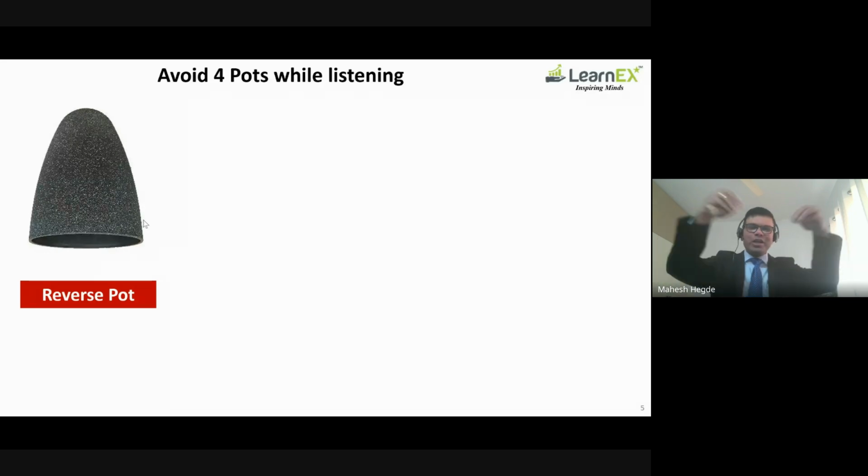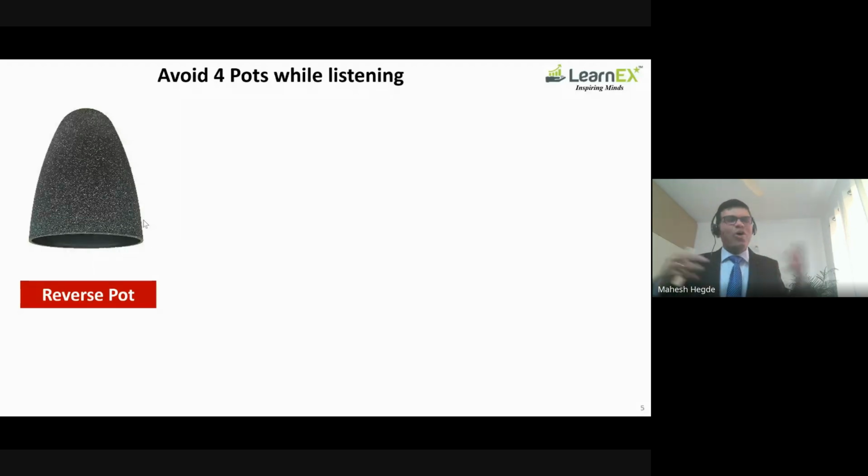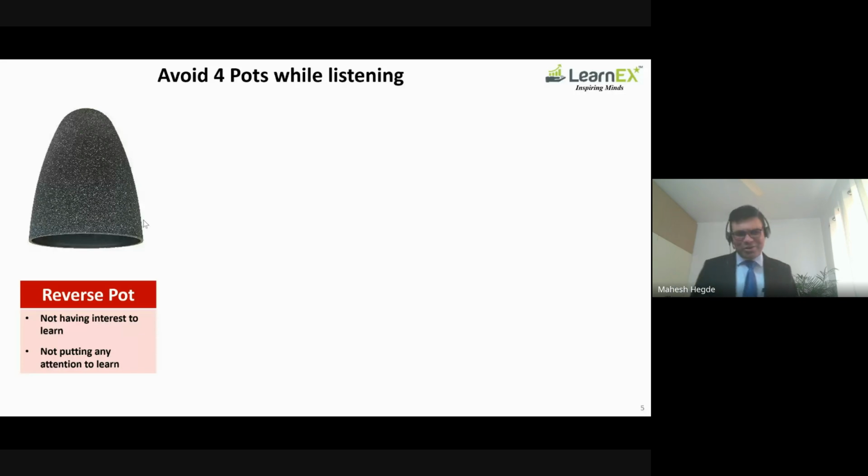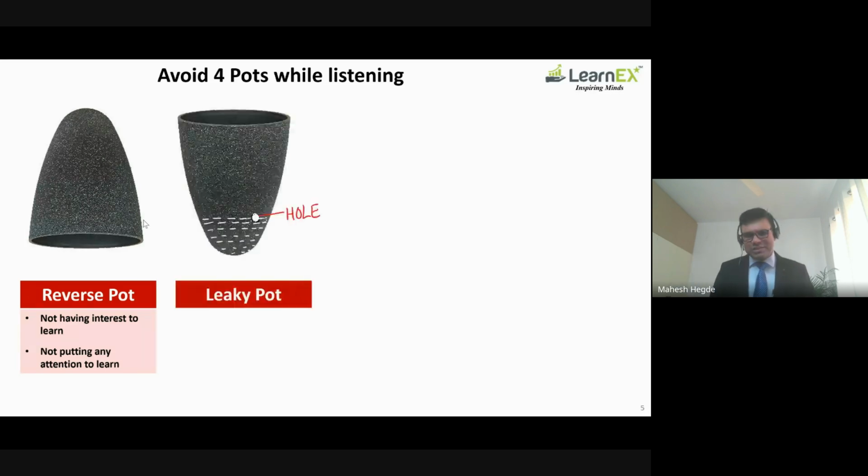You put the water from the top or the bottom, water will not stay in the pot, because the pot itself is reverse. It will not go inside the pot. So the second pot we must avoid is called the leaky pot. It's a big problem today. This is called intermittent listening. Sometimes listening, sometimes not listening. Sometimes paying attention, sometimes not.